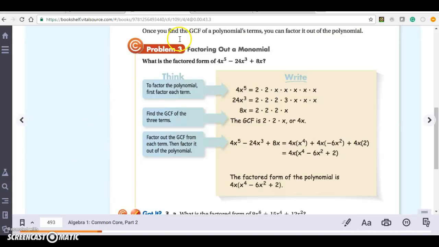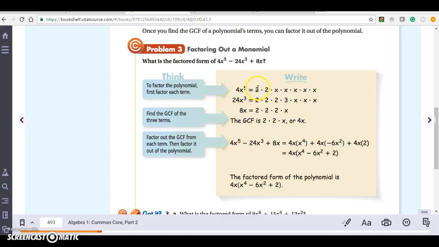Okay, so once you find the greatest common factor of a polynomial's term, you can factor it out of the polynomial. So let's take problem 3 for example. We have 4x to the fifth minus 24x to the third plus 8x. And again, we would need to find the greatest common factor of these three terms. And the greatest common factor of these three terms is 4x.